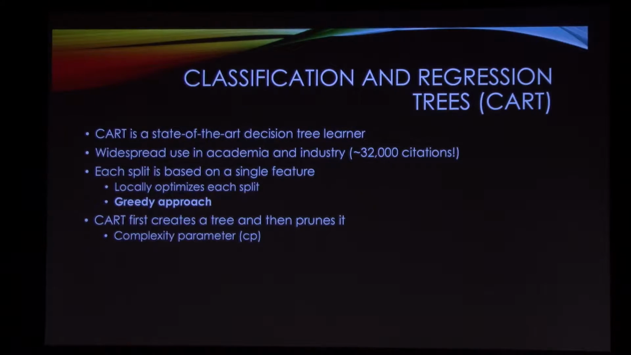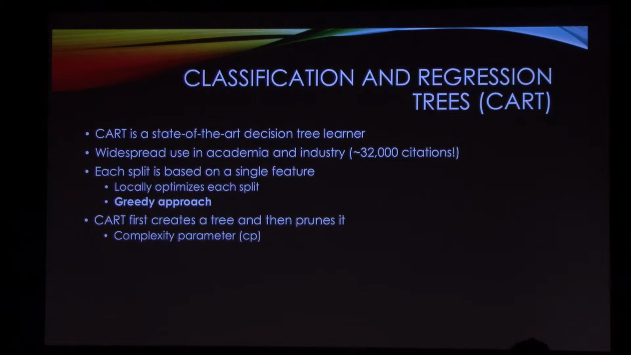Currently, the state-of-the-art decision tree learner, the thing that's used to solve these problems, is something called CART, which stands for classification and regression trees. It's really popular. It has roughly 32,000 citations in academia and industry, which is a very large number. How CART works is each split is based on a single feature. As we saw in the picture I showed you earlier, the age would be one of the features. What CART does is it looks at where it is in the tree, and it looks at all the features and all the potential splits, and whatever is going to improve the accuracy by the largest percentage, that's the split it's going to do. And that's something called the greedy approach.